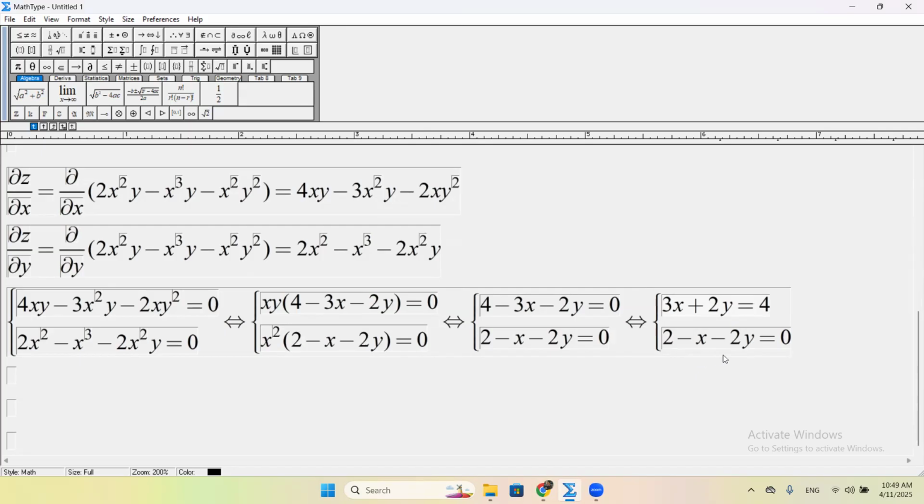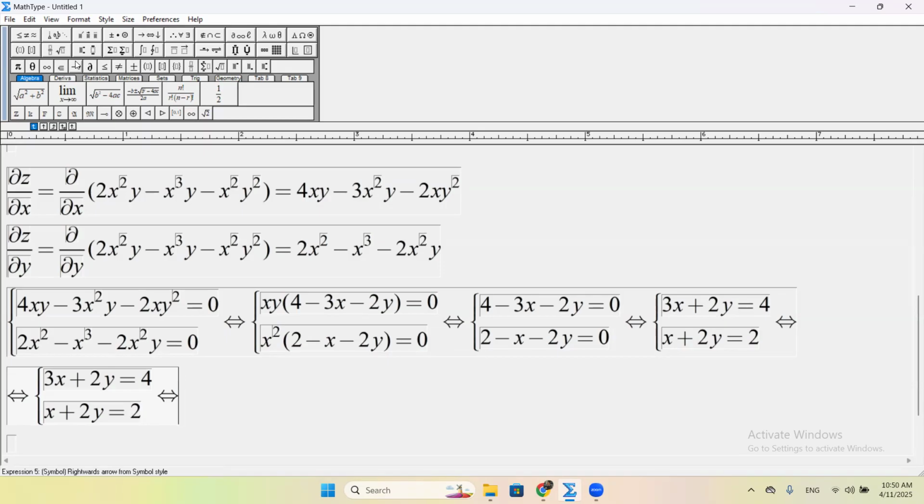And here we will do the same. So x plus 2y equals 2. Yeah, it's quite a simple system, so we can solve it without heavy artillery. We will use the Gaussian method. So we will subtract the first equation from the second. So what will we receive?